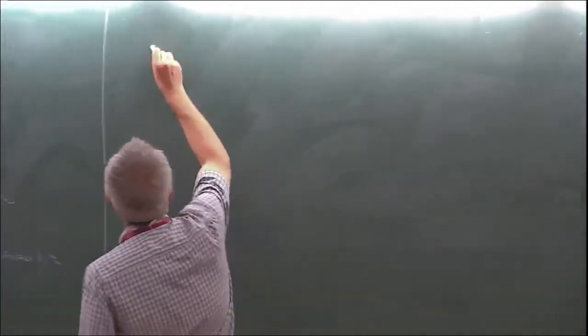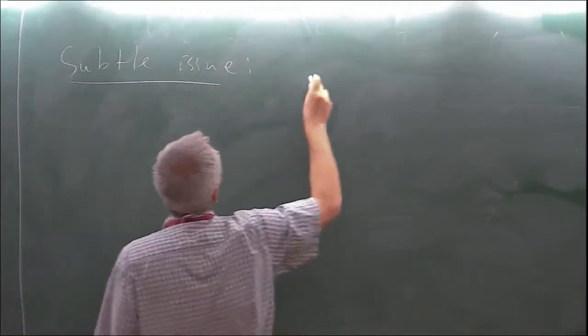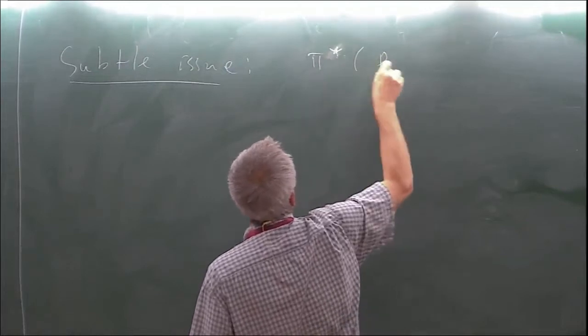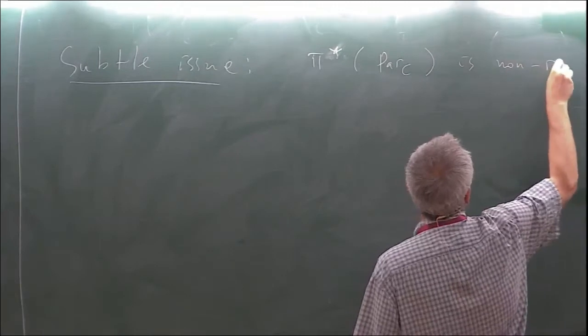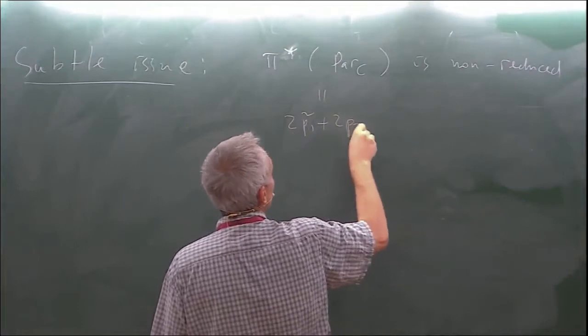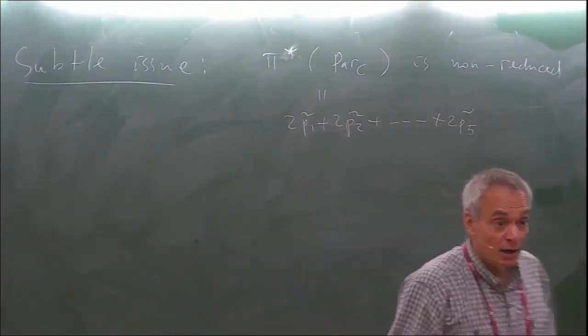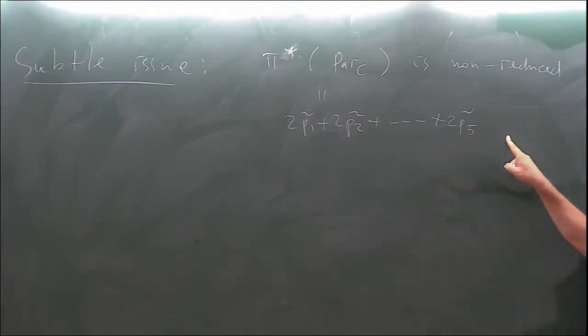Here, the subtlety is that, so this is a subtle issue, the pullback of the parabolic divisor on C is non-reduced. It is twice P1 tilde plus twice P2 tilde plus twice P5 tilde. So if you really want to get your parabolic bundles downstairs, you're supposed to prescribe a parabolic structure on that non-reduced divisor.